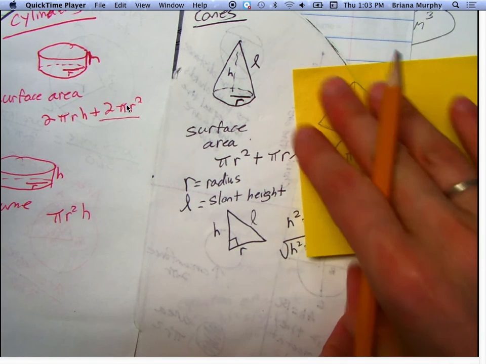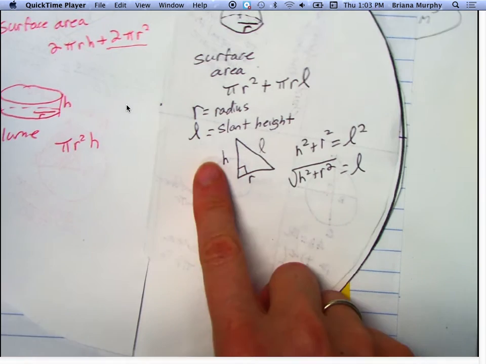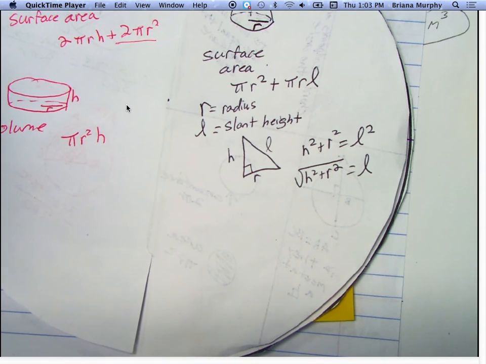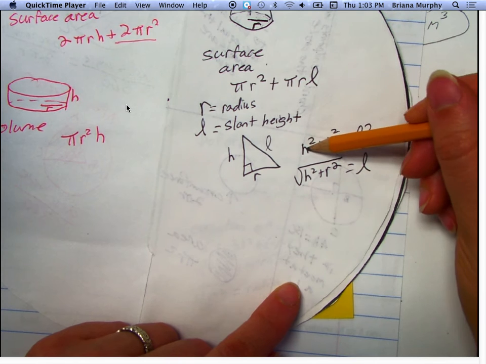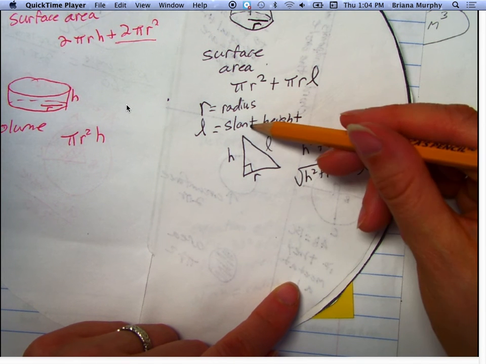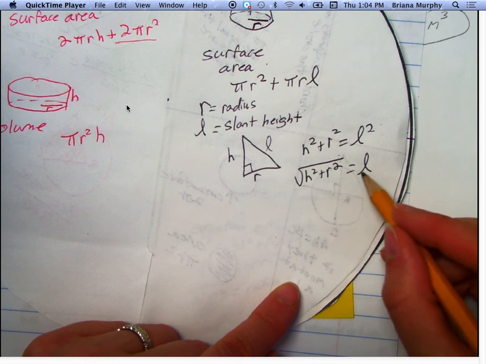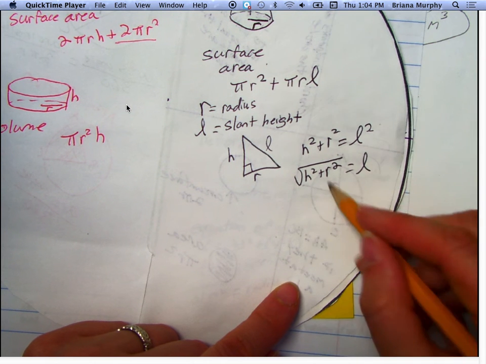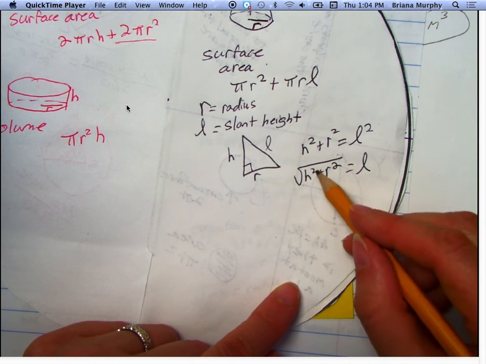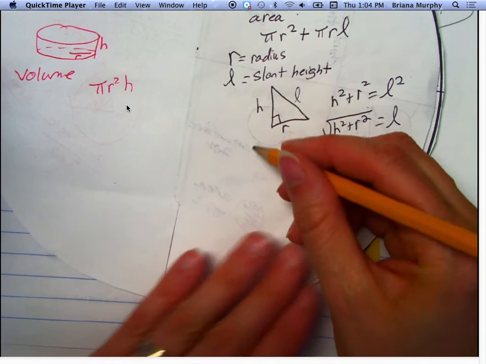All right. So now we're going to look at, if we don't know our slant height and we have our height, we do h squared plus r squared equals l squared, like it is a right triangle. And we can just simplify that as the square root of h squared plus r squared equals the slant height if we square root it. Okay? All right, our final thing we're putting in our circle book, guys, and then this is done.